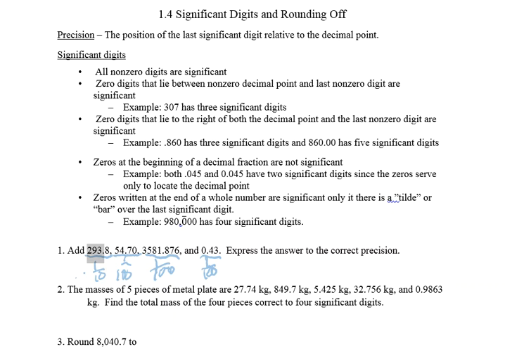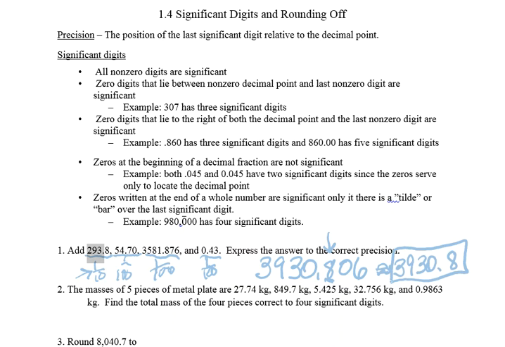So the tenth is our smallest precision, so we're only going to go to the tenths place. When I added these up, I got 3930.806. If I go to the tenths place, because I can't go any smaller than that, that's the 8. I look behind it at the 0. I'm going to use normal rounding rules. If it's a 0, that means leave the number in front of it alone. So this number expressed to the correct precision would be approximately 3930.8. That's why I'm only as precise as the smallest precision.